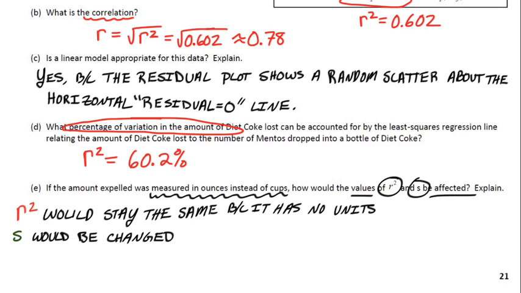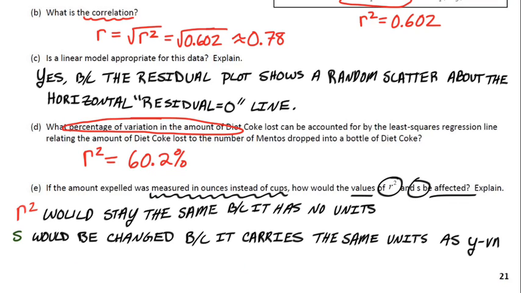But S would actually be changed, right? The standard deviation of the residuals would actually be changed because it carries units. So S would be changed because it carries the same units as the Y variable. So if we think about the standard deviation of the residuals, when we say on average how far off we are in our predictions, we predict, so 1 cup is actually equal to 8 ounces. So we could just multiply the standard deviation by the absolute value of 8, which is just 8, right?